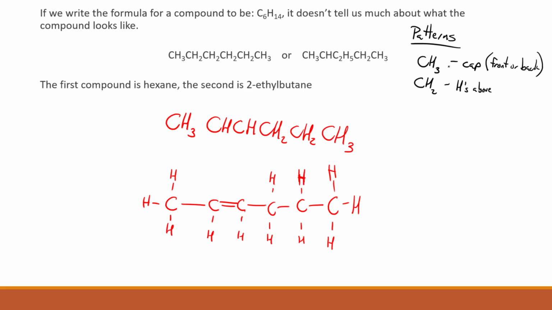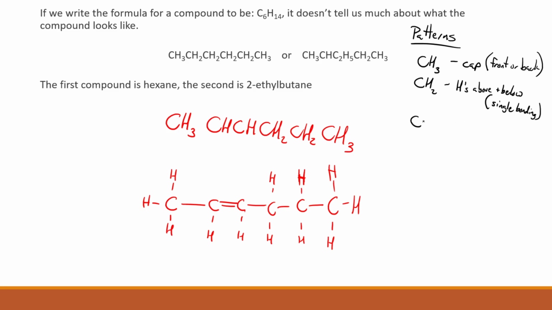So with CH3, it's going to be our cap, our front or our back, the engine or the caboose. It took me a long time to come up with the word engine there. The front or the back of our carbon chain. CH2 is going to have H's above and below for single bonding.